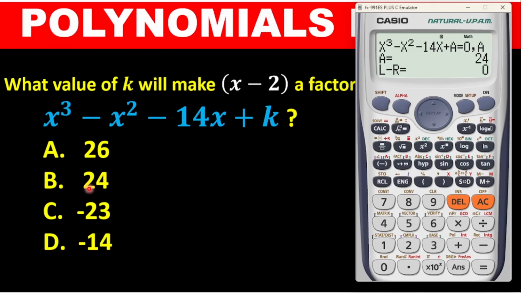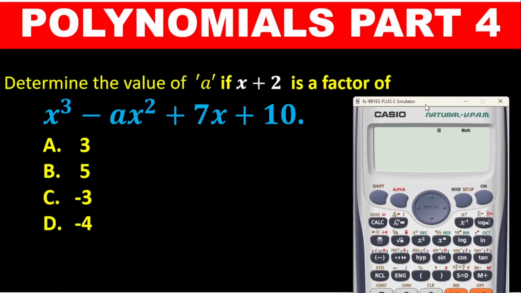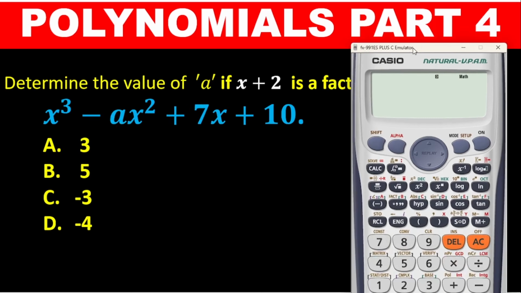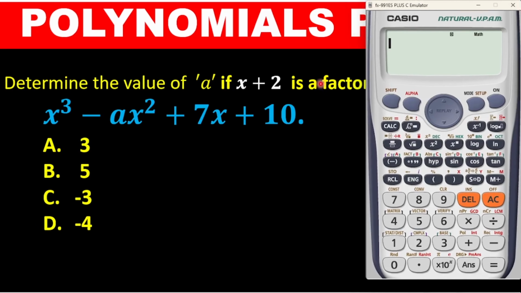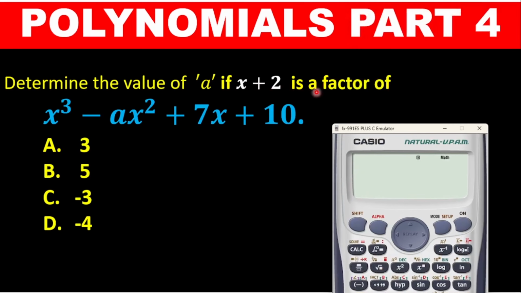Now let's go to the second question to understand it very well. So now we come to the second question, and the question says determine the value of A if x plus 2 is a factor of x cubed minus ax squared plus 7x plus 10. So here, lucky enough, the variable we are looking for is A, and thankfully we have A on the calculator. The question says that x plus 2 is a factor.